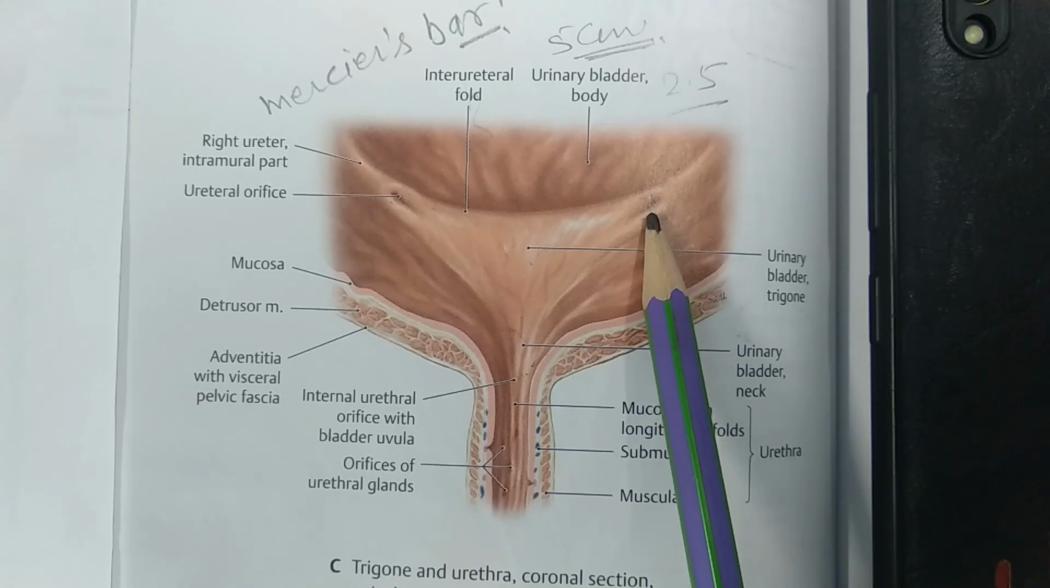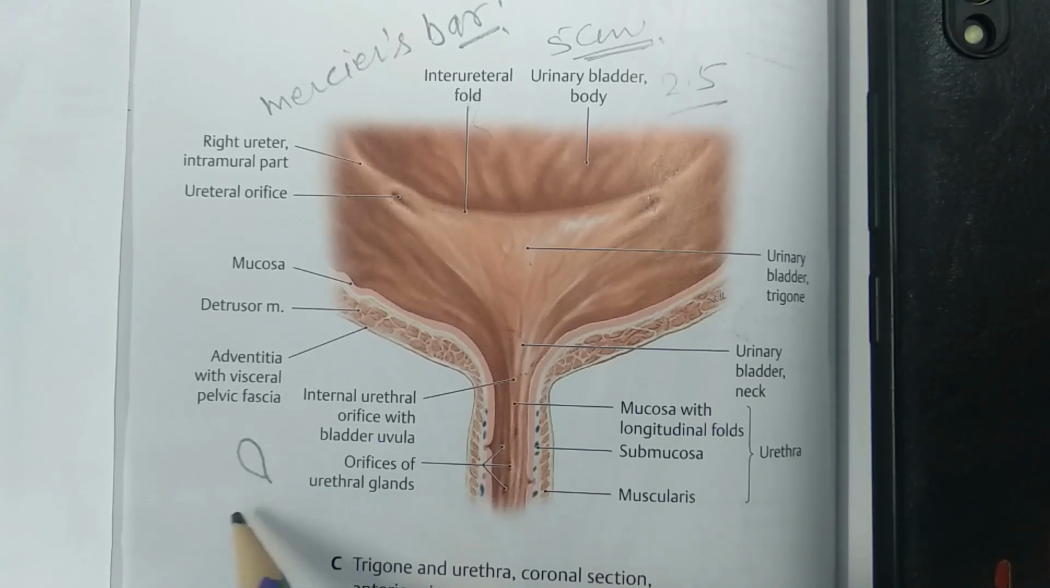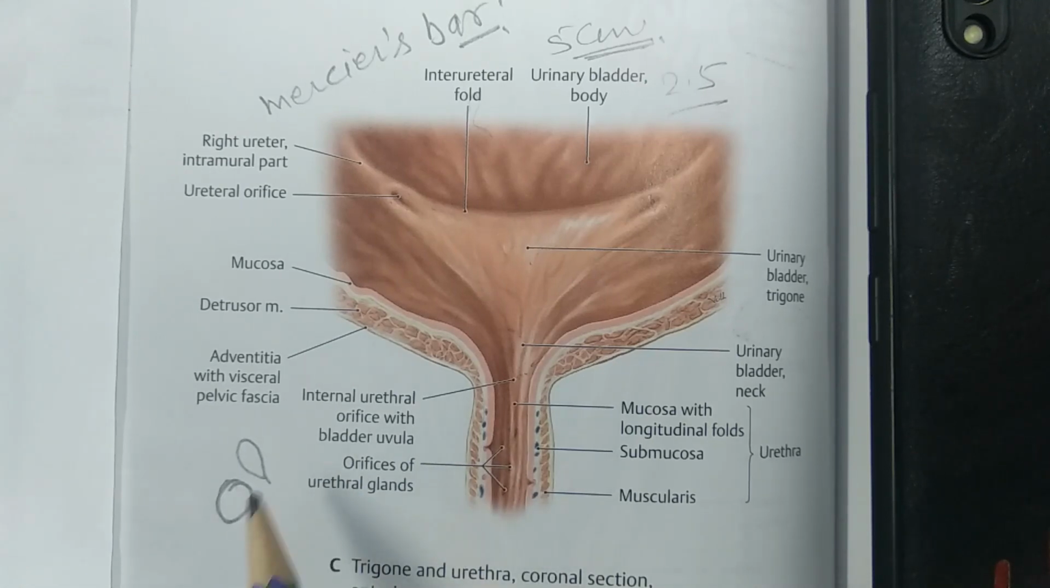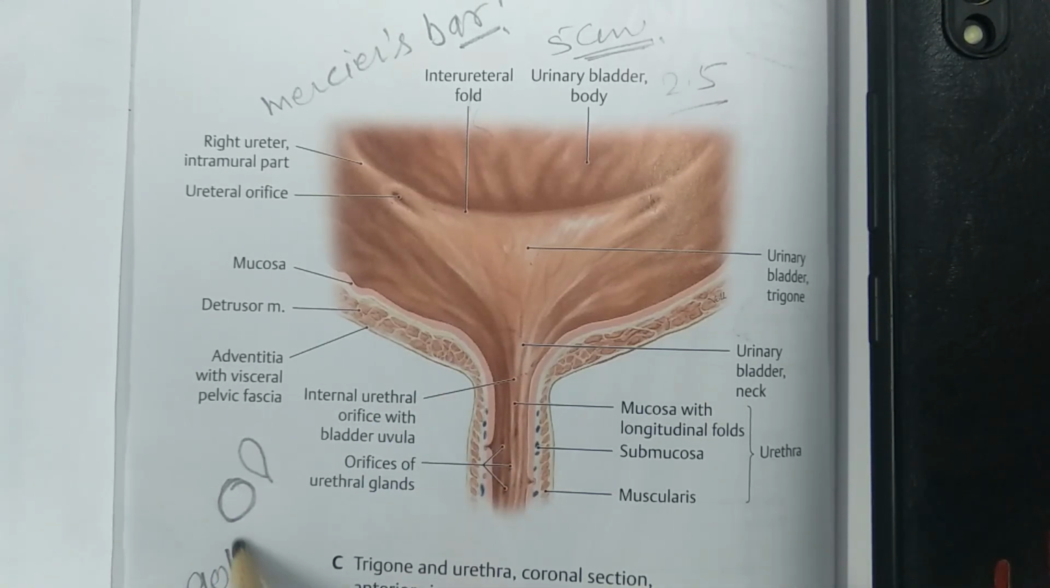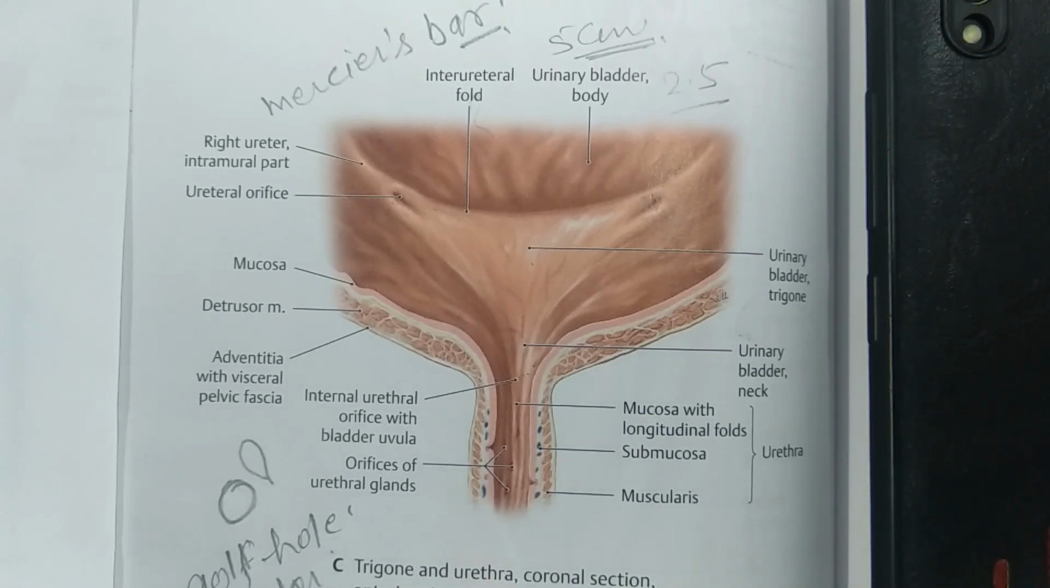Second thing is, normally the ureteric orifices, which you can see here, are oblique slits. Sometimes one orifice is circular in shape, not like this but like this. This is due to shortening of the ureter, and it can be seen in cases of tuberculosis of the kidney. This type of opening of the ureter is known as golf hole ureter. So this is all about the interior structure of the urinary bladder.